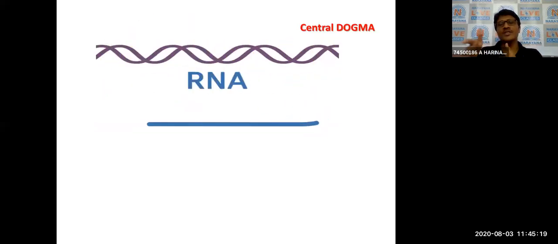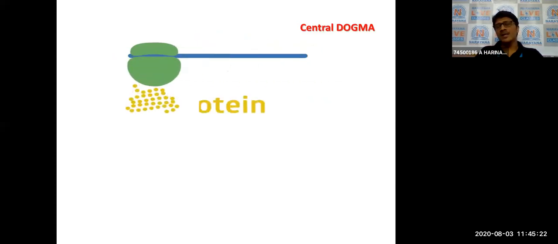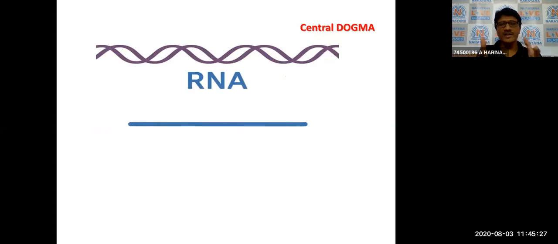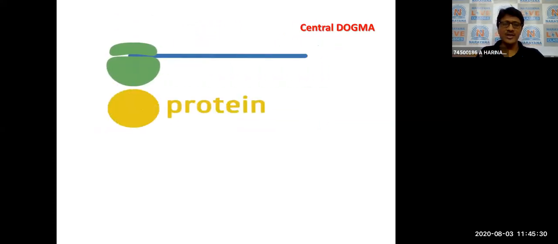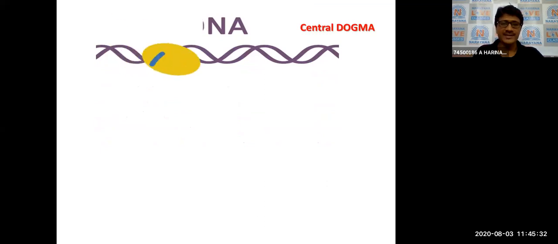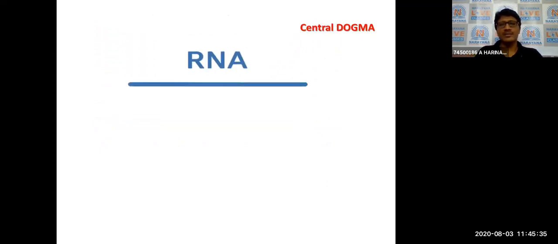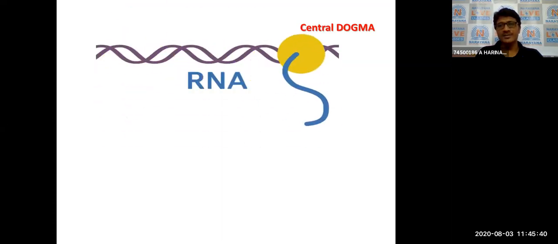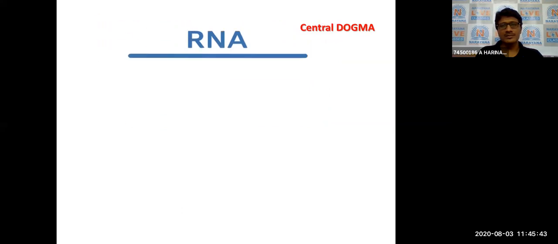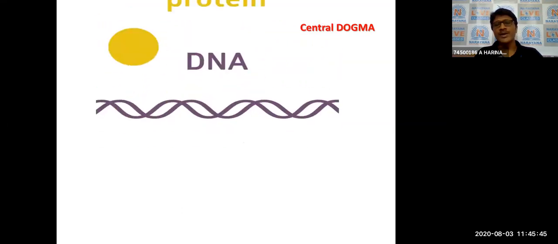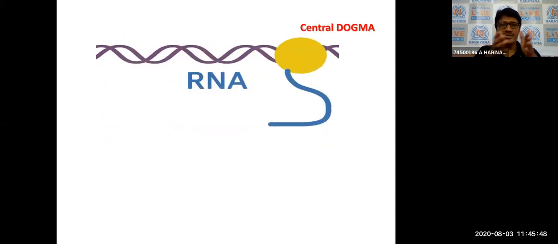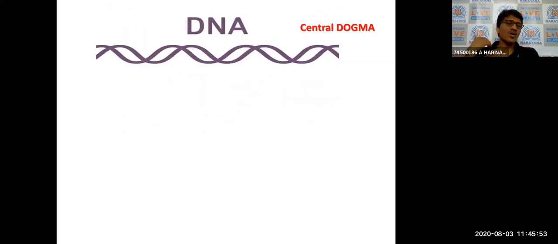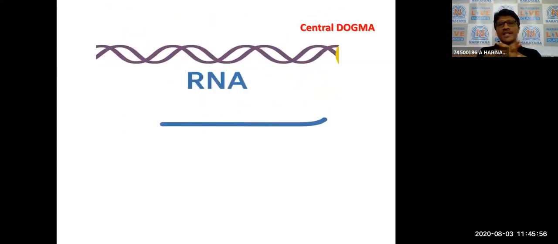Got it? This is the flow of genetic information from DNA to RNA. The synthesis of RNA from DNA we call transcription. The RNA in eukaryotes is always single-stranded, not double-stranded. The synthesis of proteins we call translation. So we get the central dogma: the flow of genetic information from DNA to RNA, RNA to proteins, in almost all living cells.